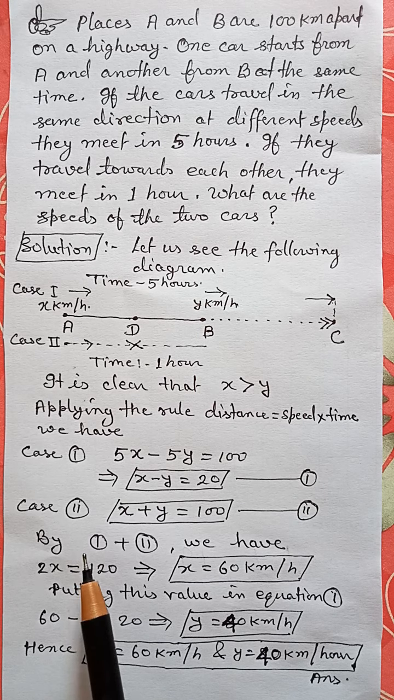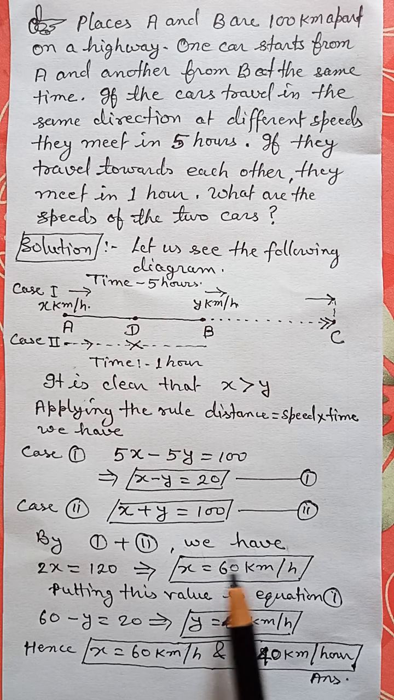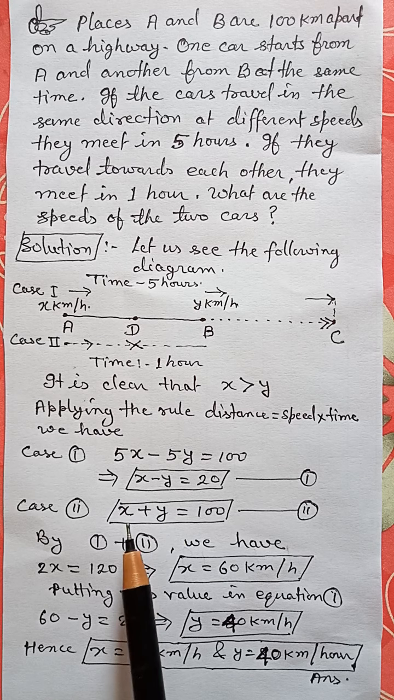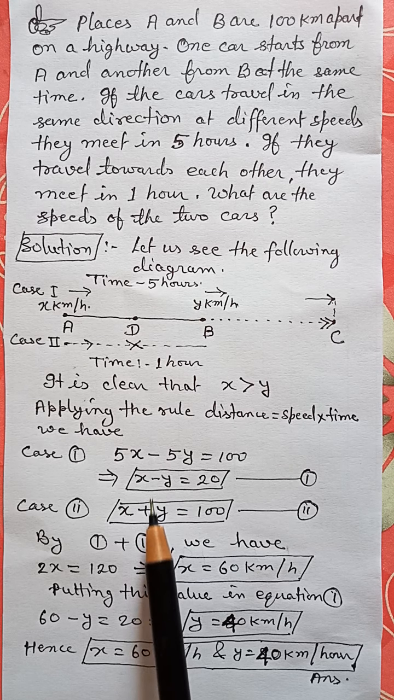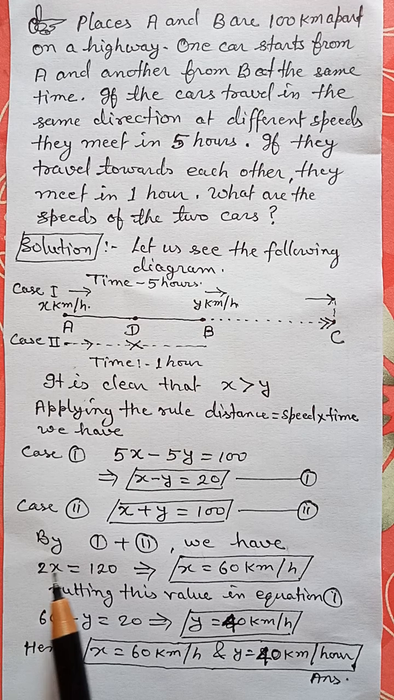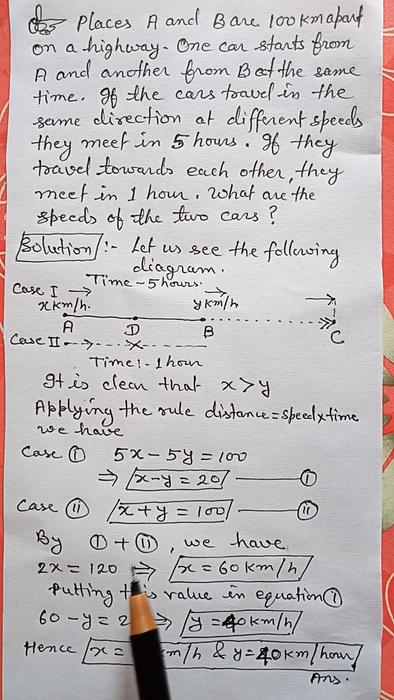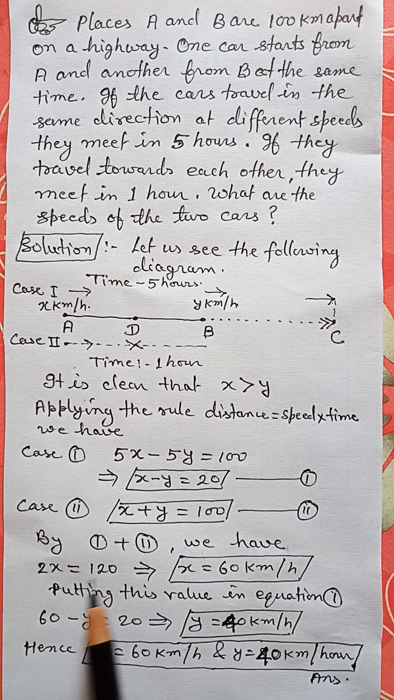Now by first plus second we have, adding this, y gets cancelled, x plus x, that is 2x, and 20 plus 100, that is 120. And by this equation we have x is equal to 60 km/h.